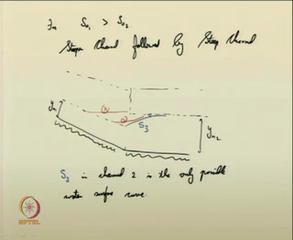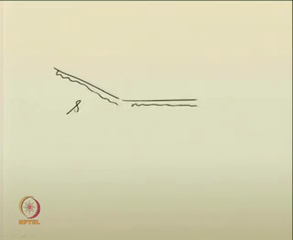You can also visualize a situation where a steep slope is followed by a mild slope. I am just telling you, now when you go back home, you just visualize what are the various types of profiles that can be possible when flow is occurring from a steep channel to a mild channel.